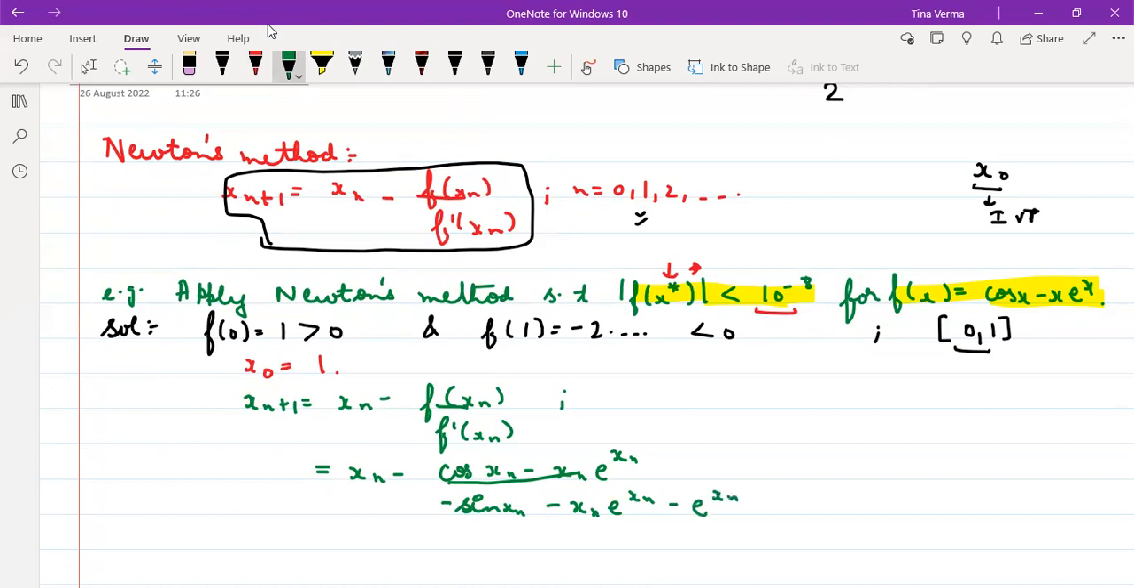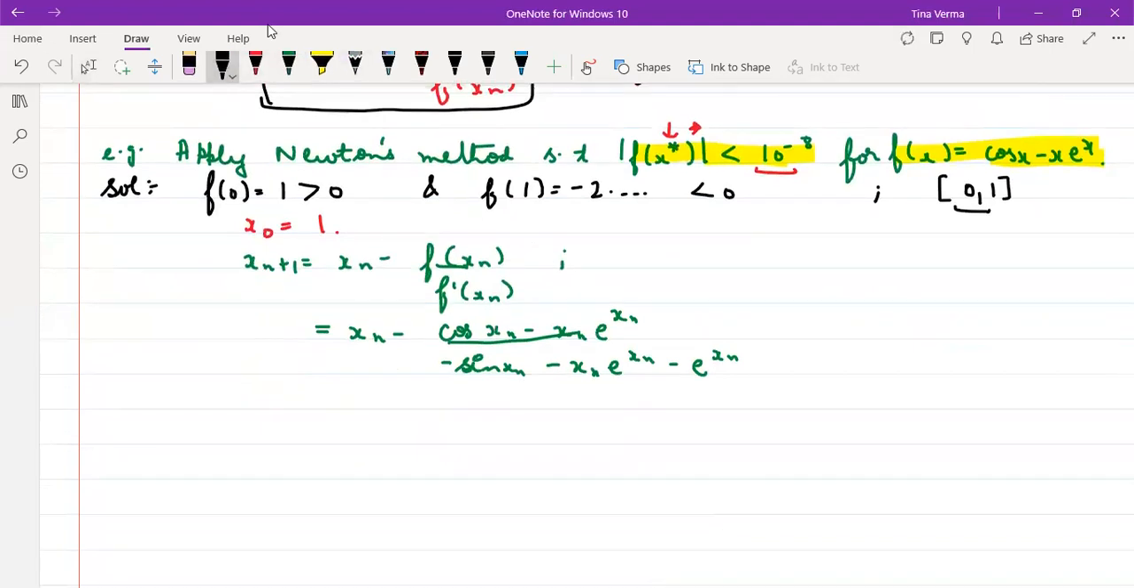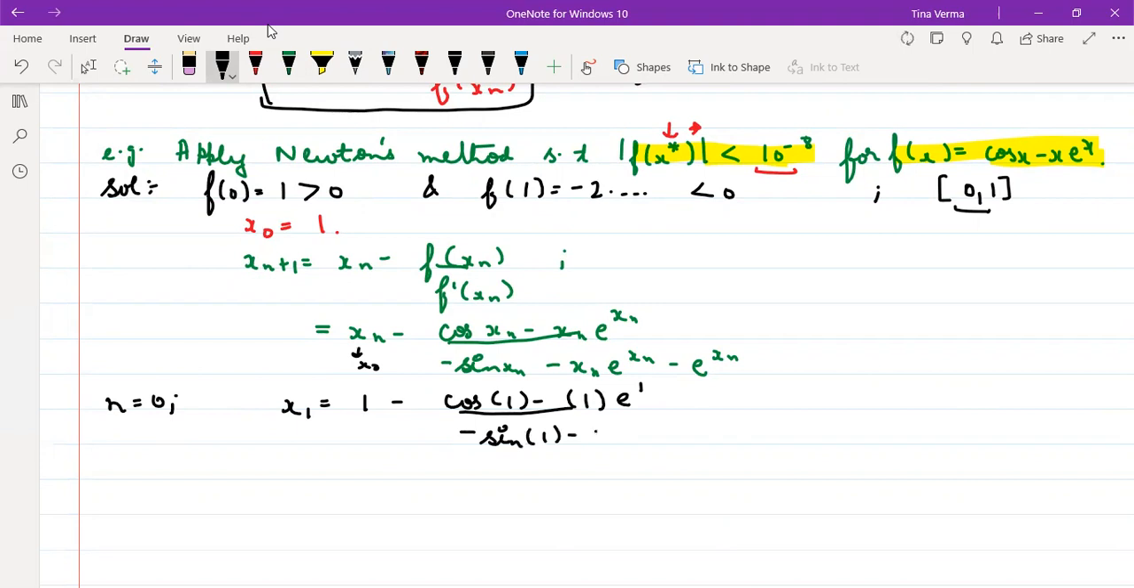right? So ultimately when you have to start the initial approximation, what will come out? x1 will come. What is x1? You will substitute n is equal to 0 in this case. When you substitute n equal to 0, x naught comes here, and the value of x naught is 1, so it is 1 minus cos of 1 minus 1 into e raised to the power 1, divided by minus sin 1 minus 1 into e^1 minus e.